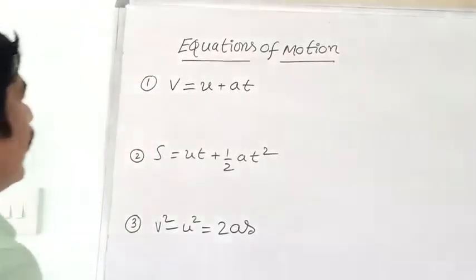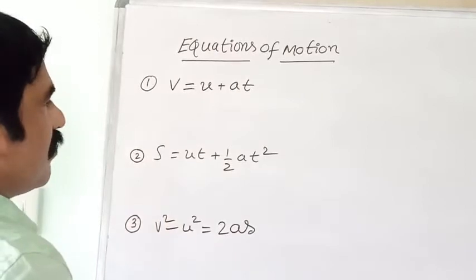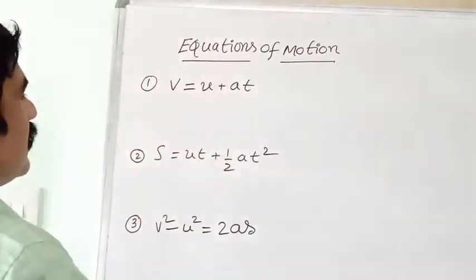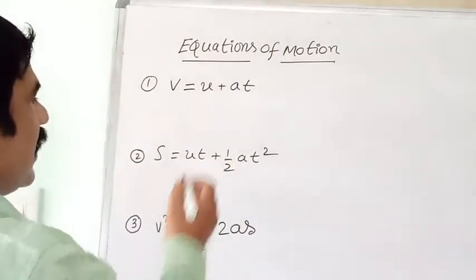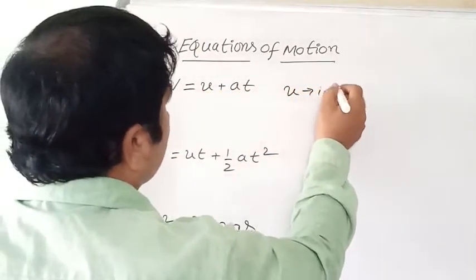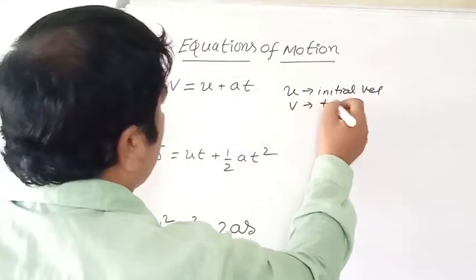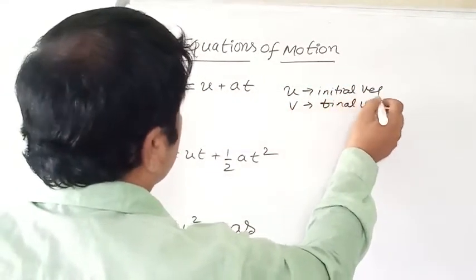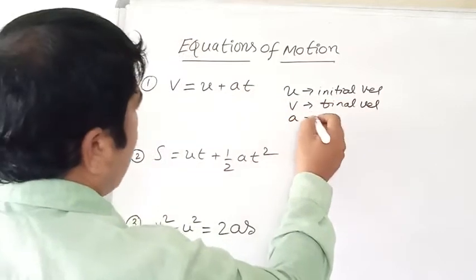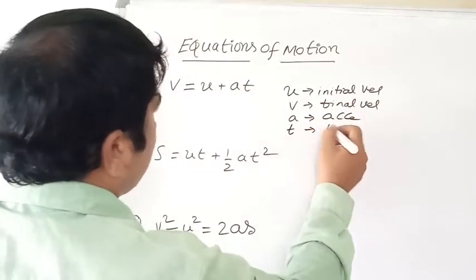Now, equations of motion. There are three equations of motion. First one is v = u + at. In this, u means initial velocity, v means final velocity, a is acceleration, and t is time taken.